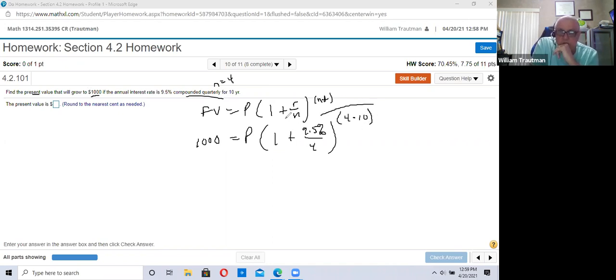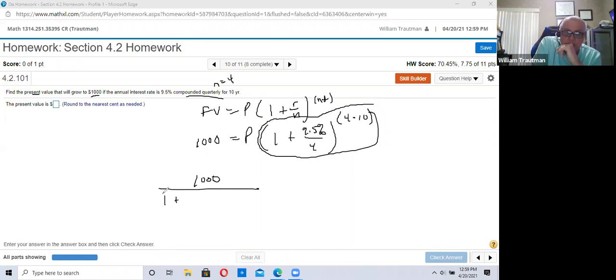Remember, we're going to take all of this over to the other side by dividing. So it's 1,000 divided by 1 plus 9.5% over 4, raised to the power of 4 times 10. So this is what I'm putting into my calculator.